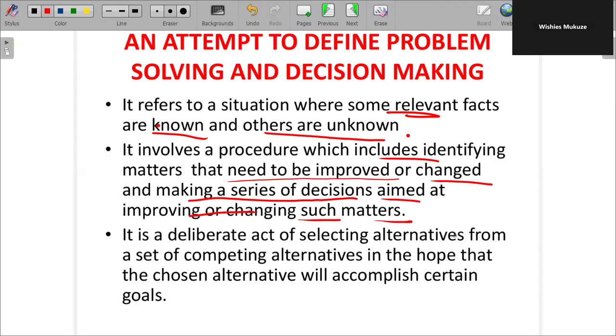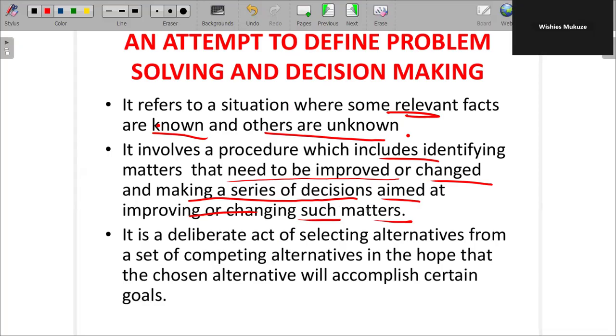When there is a problem, there might be a need for a decision to be made. When you are making a decision, you might have so many alternatives that you can identify that can solve a problem. So among those alternatives, you need to make a decision in order to solve the problem.